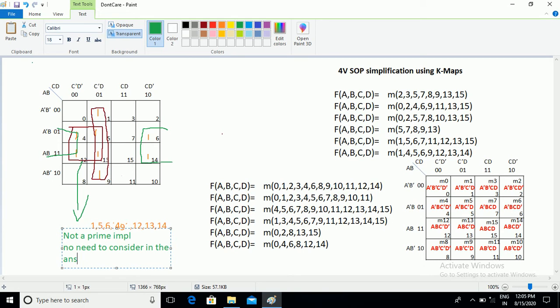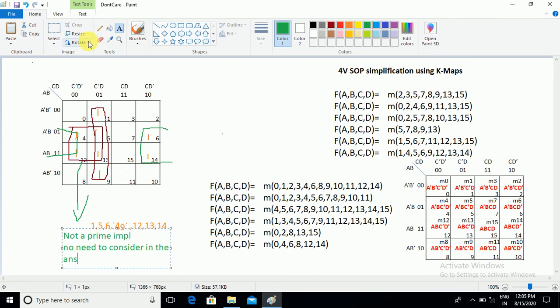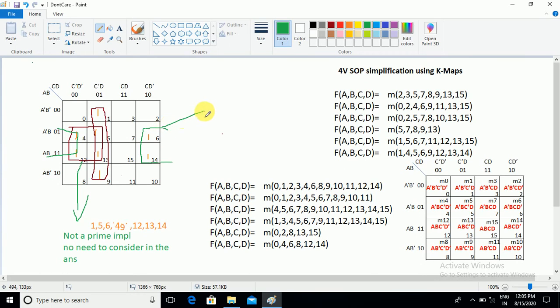No need to consider it in the answer. The answer for this question will have only 2 groups. The 2 groups are the green color circle group and the column group. Here I am writing the answer for only these 2 groups. Now, what is the answer for each group?